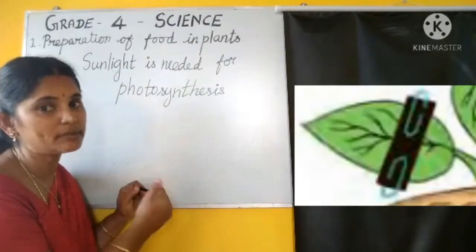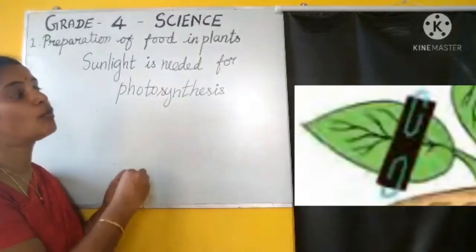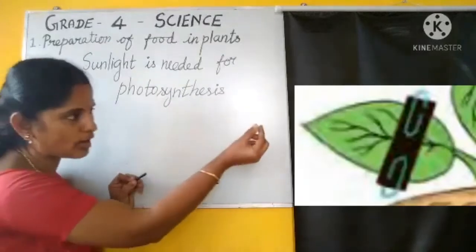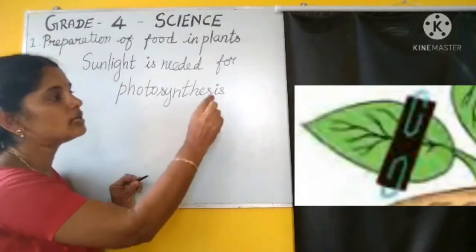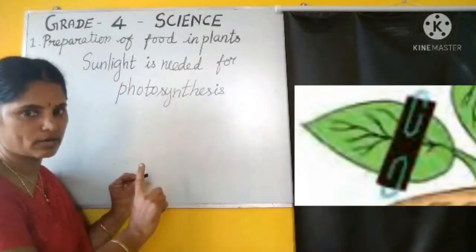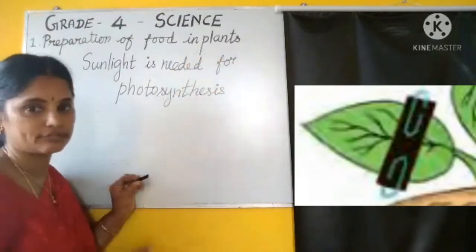What is the process name? Bleaching. So we have to boil the leaf. We plucked that covered leaf from the plant now. So what is the first step we have to do? We have to boil the leaf.